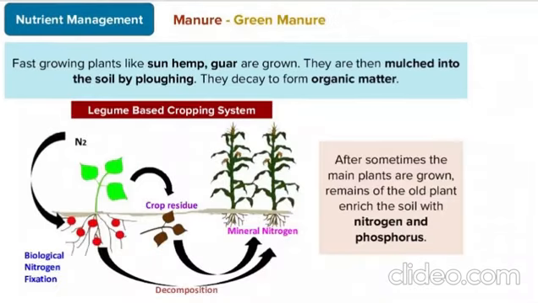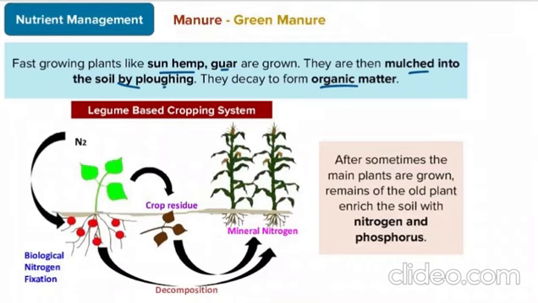And the last one is green manure. What is green manure? Some fast growing plants which grow very quickly, like sun hemp and guar, are grown. Then they are mulched into the soil by plowing. They decay to form organic matter. After mulching it into the soil itself by plowing, they decompose and become organic matter.